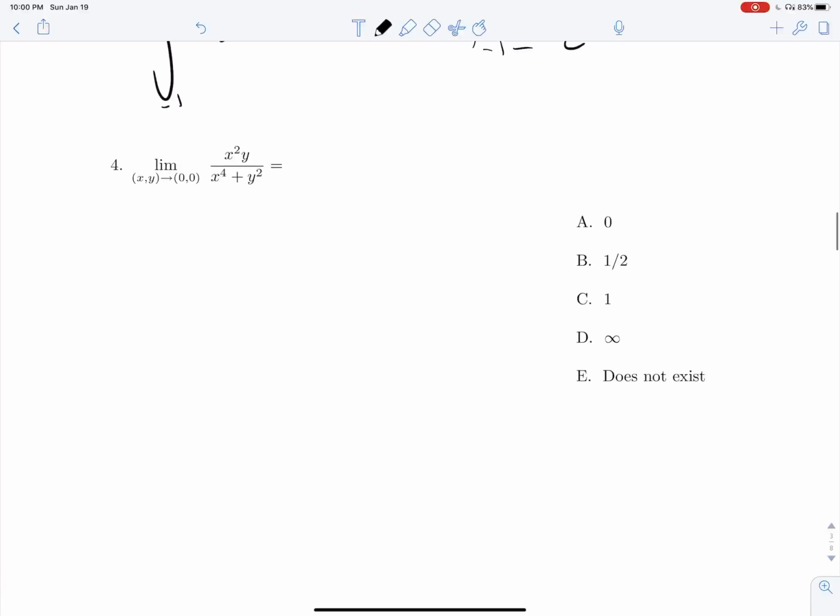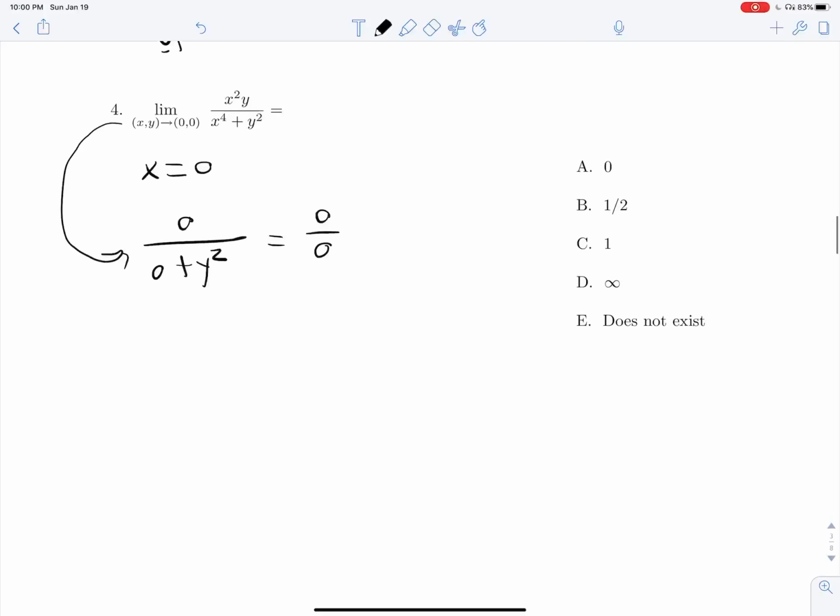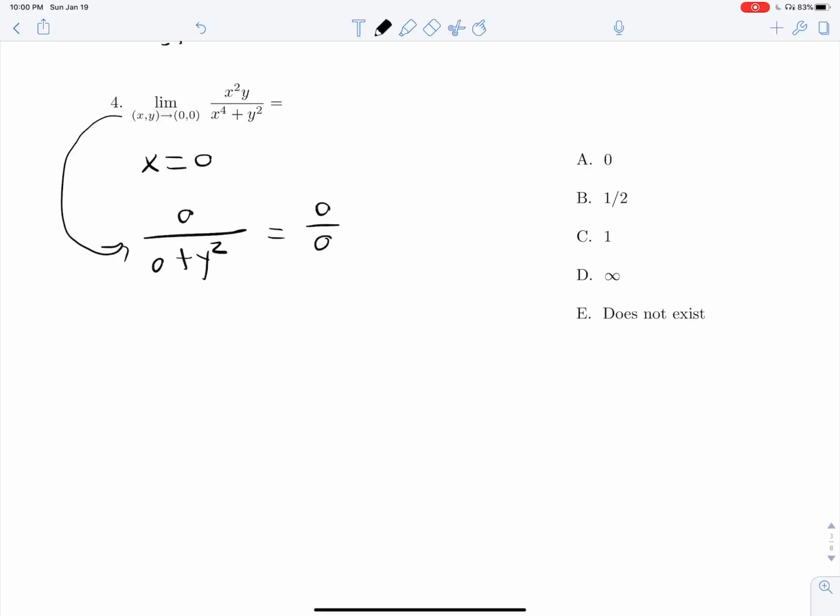So with the hunch that it doesn't exist, let's apply the two-path test. Let's approach this limit on the line x equals 0. So for every x in this limit, let's replace it with 0, and we get 0 over 0 plus y squared. When we apply this limit to this, we're still going to get 0 over 0, which is no good. But it's actually good for us because we're halfway there to proving that it doesn't exist.